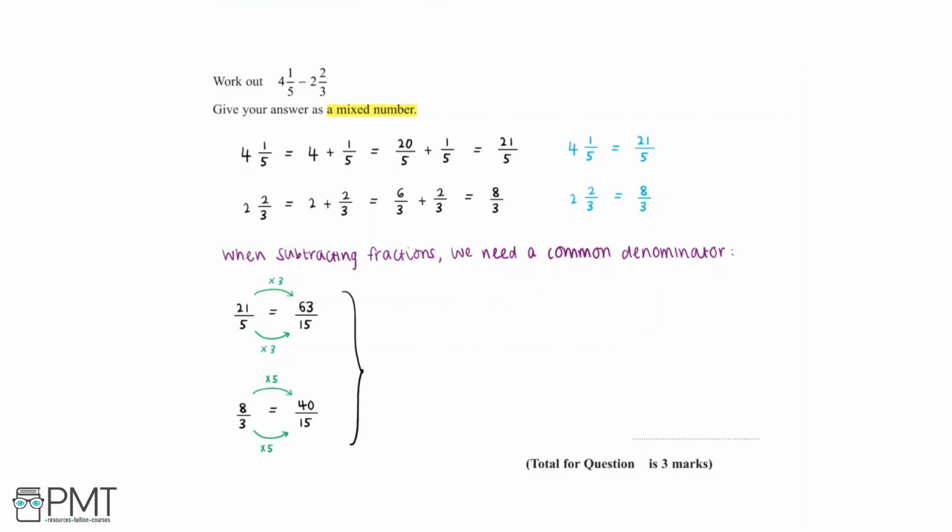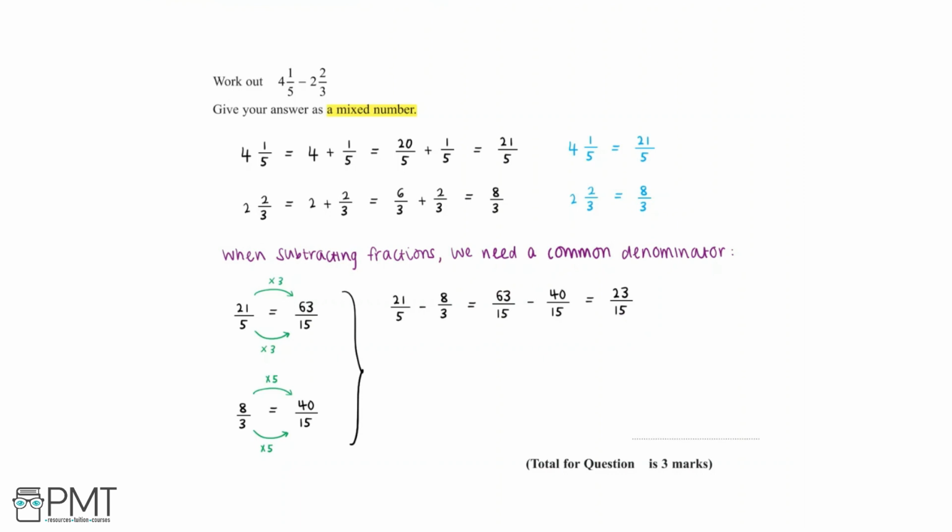And so to work out 4 1/5 take away 2 2/3, well, we know that 4 1/5 is equivalent to 63 over 15, and 2 2/3 is equivalent to 40 over 15. And so we'd need to find 63 over 15 take away 40 over 15. Now since they have the same denominator, we just need to focus on subtracting the numerators. 63 take away 40 is equal to 23. And so 63 over 15 take away 40 over 15 is equal to 23 over 15.